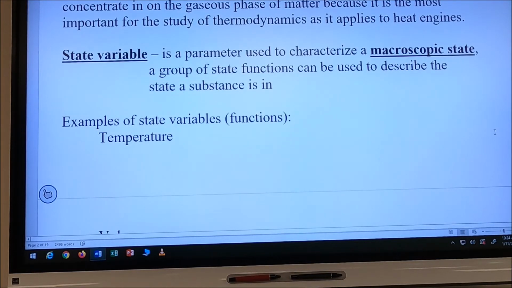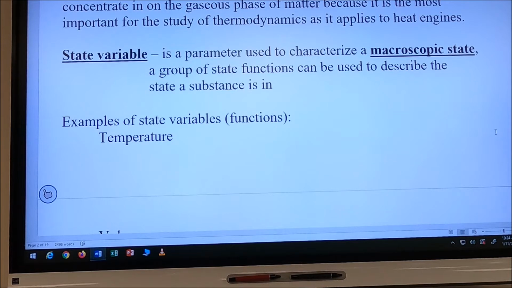Okay? So, state variables. It's a parameter used to characterize a macro state. Now let me remind you what a macro state is. Macro means big picture. So it would be describing a gas sample as a whole, or a solid sample as a whole. So that's going to be a macro state. So state variables can describe the sample as a whole.